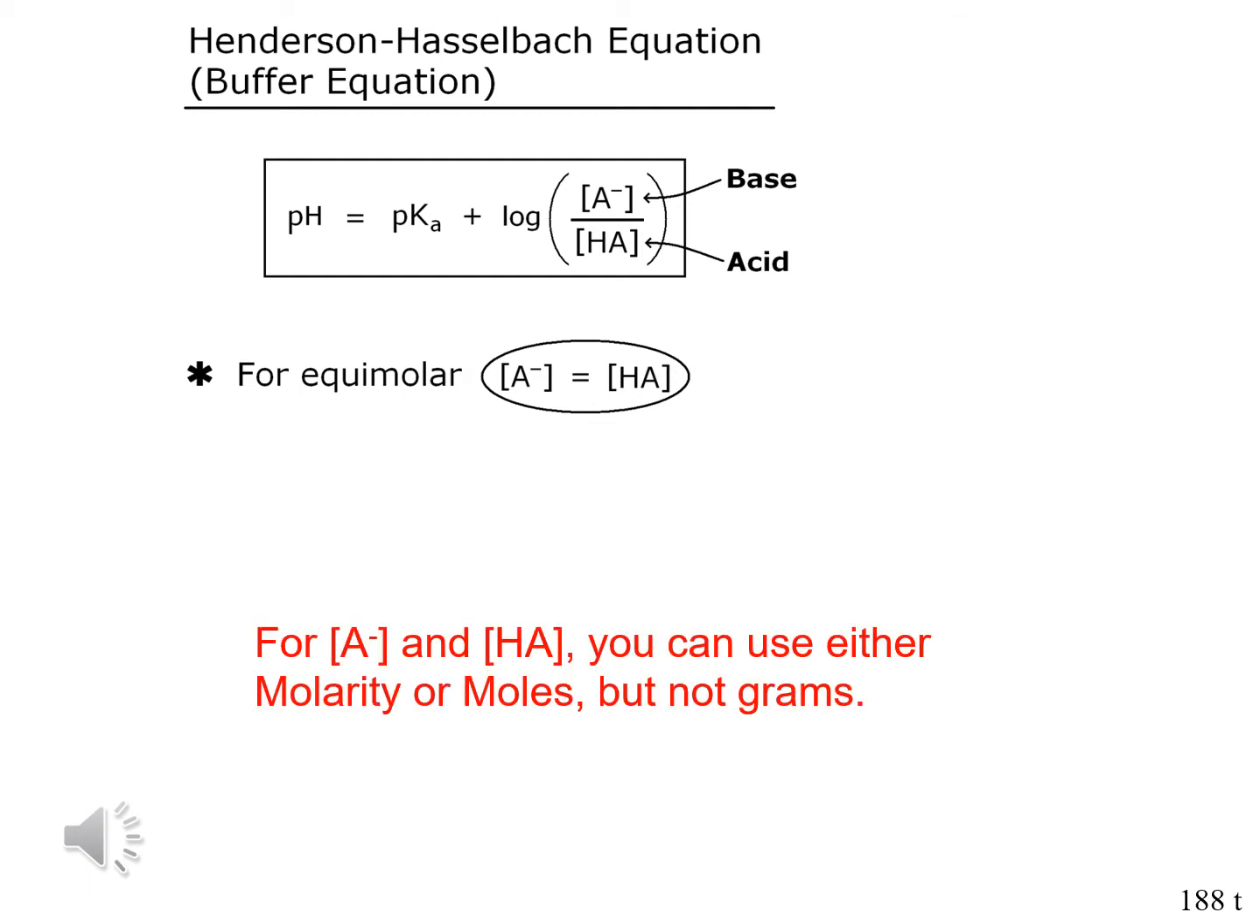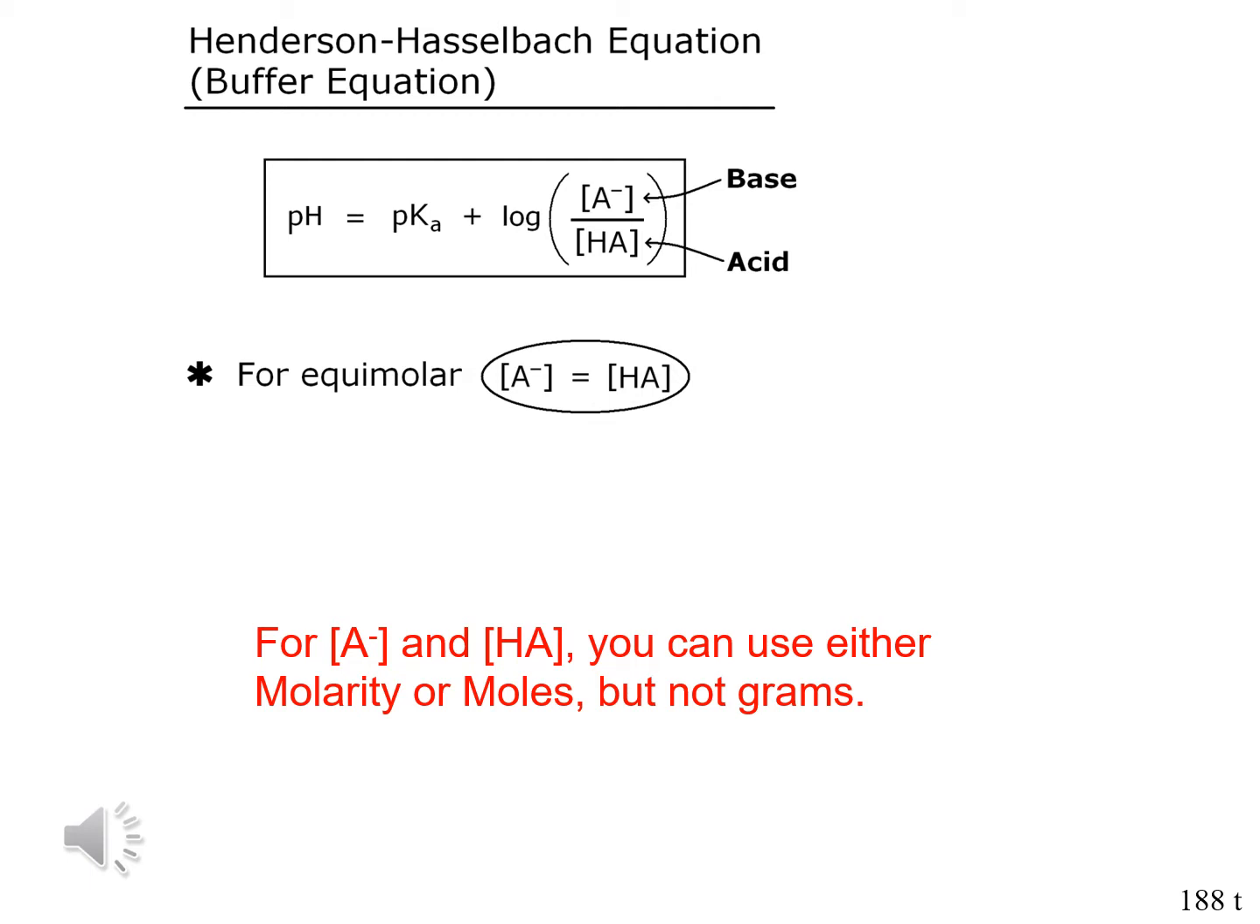I made the point here that for the concentrations of A minus and HA, because those are square brackets, you have to use molar and not grams. But because the base and the acid are in the same solution, they're going to have the same volume. And so the liters will cancel out, and you're also allowed to use moles. But as long as you don't use grams, you'll be fine.